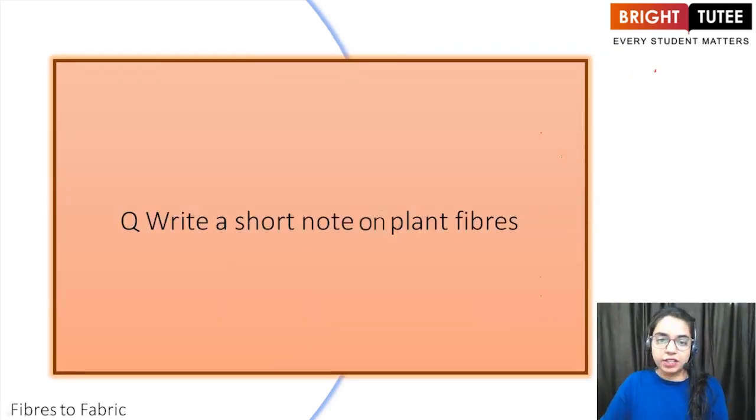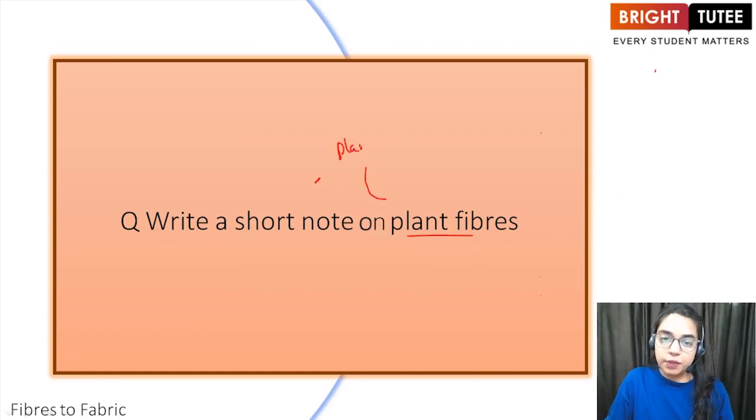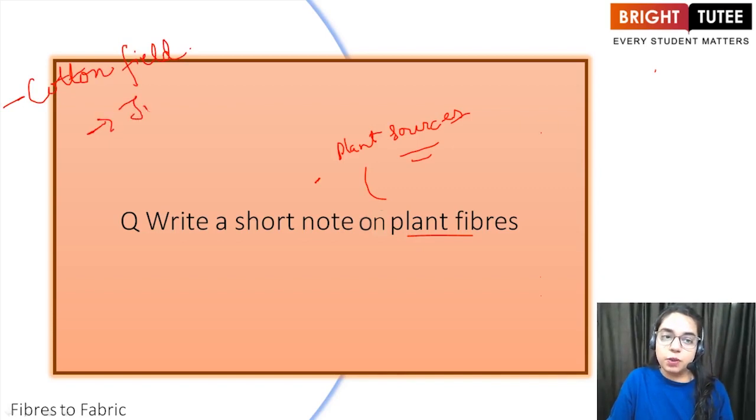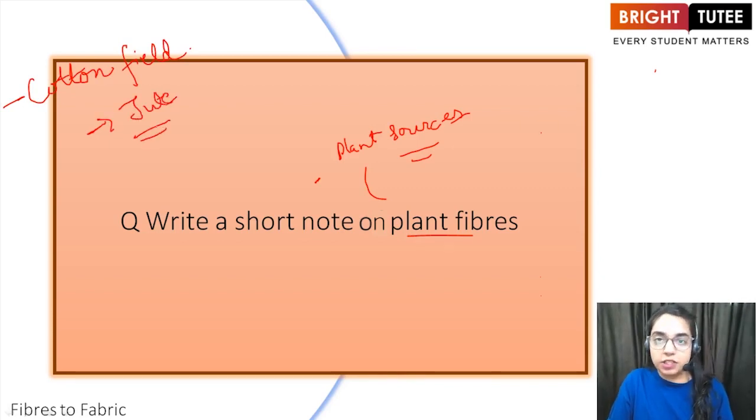Let's move to the next question, which is write a short note on plant fibers. So children, what are plant fibers? Plant fibers are the fibers which are obtained from plant sources. So what can be the example of plant fibers, children? The first example can be cotton. Why? Because it is grown in fields, that is from the plant sources, cotton fields. Then we have jute, which is also obtained from plants, the stem of the plants.